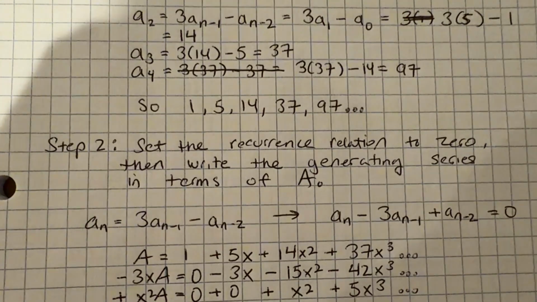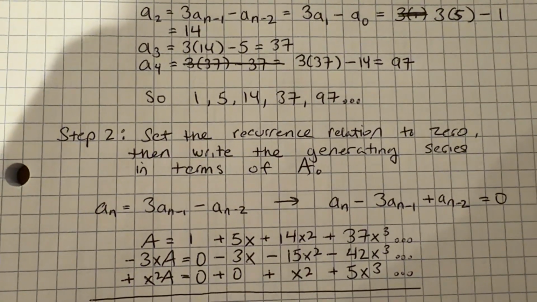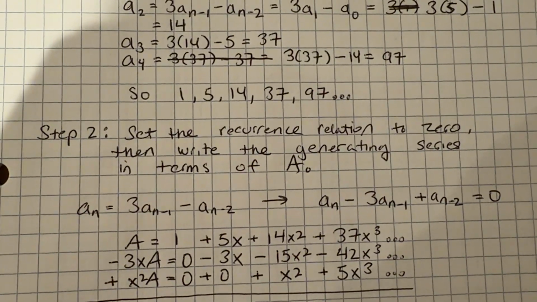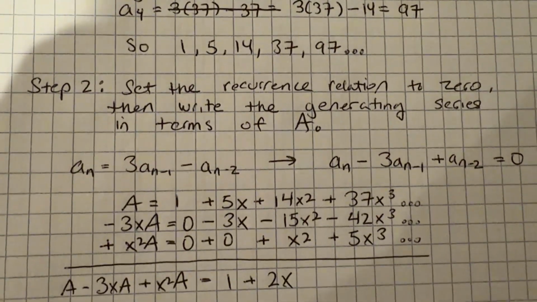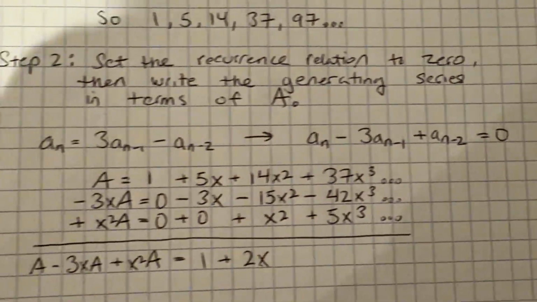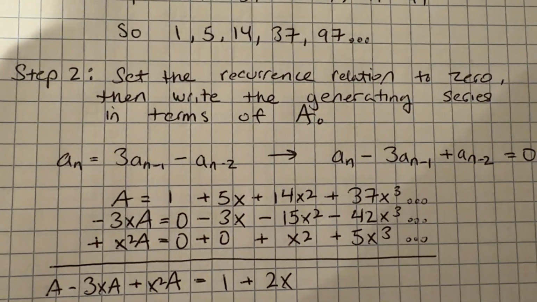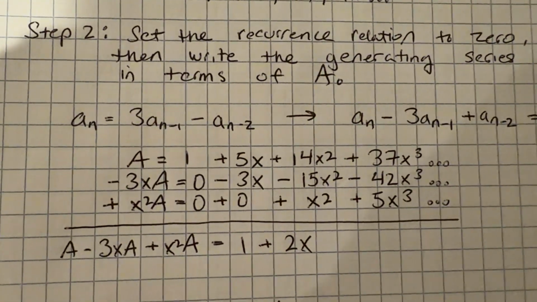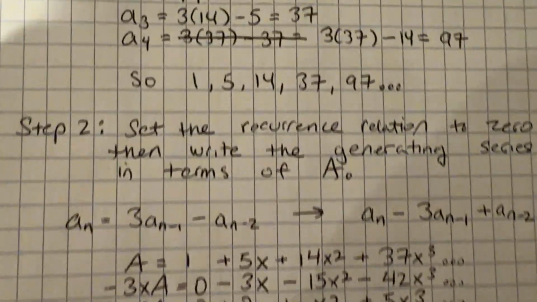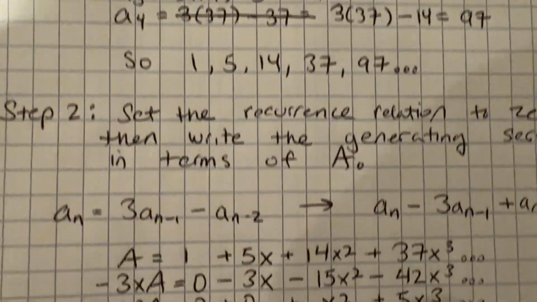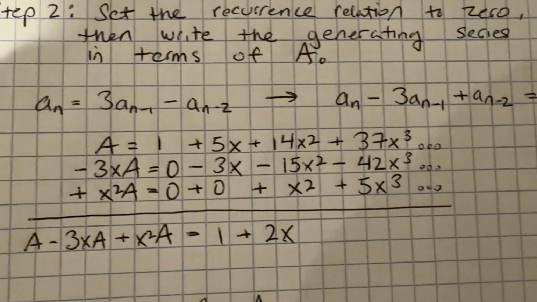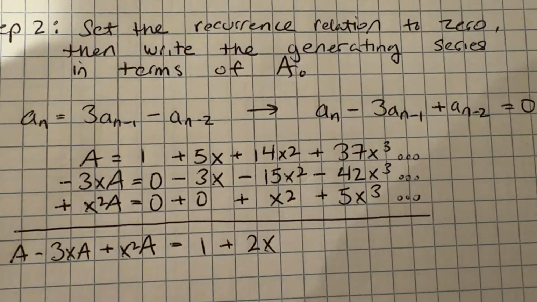So now that we have our number sequence, we go on to step 2. For step 2, we'll set up the recurrence relation to 0, and then we'll write out the generating series in terms of A. So now we can see we set our equation to 0, and then we wrote out our generating series in terms of A. So first, A is equal to our sequence that we wrote out earlier, written in polynomial terms. That's 1 + 5x + 14x^2 + 37x^3, and so on.